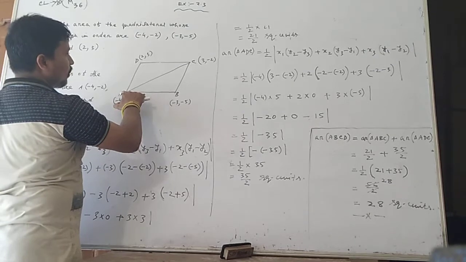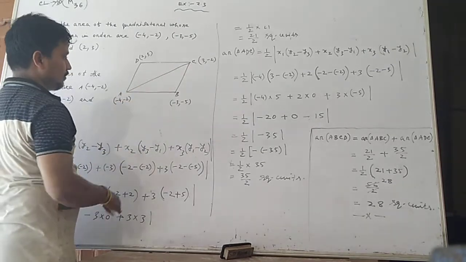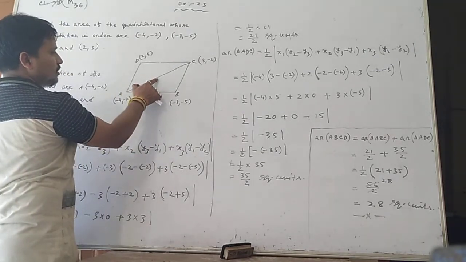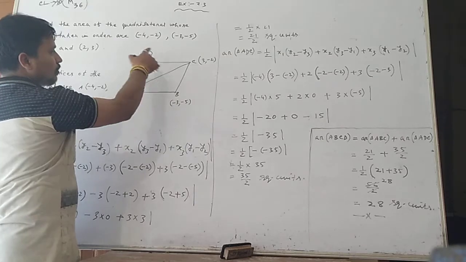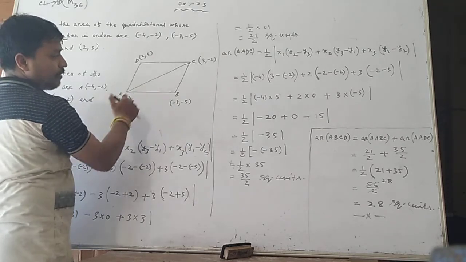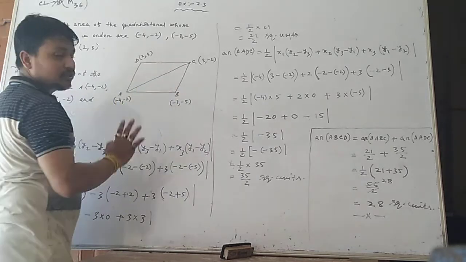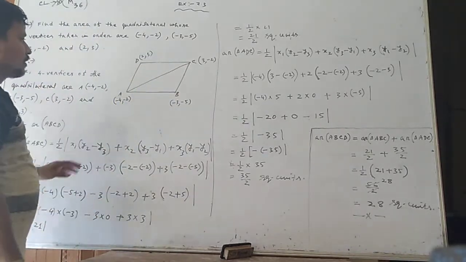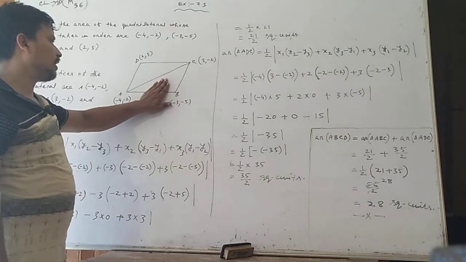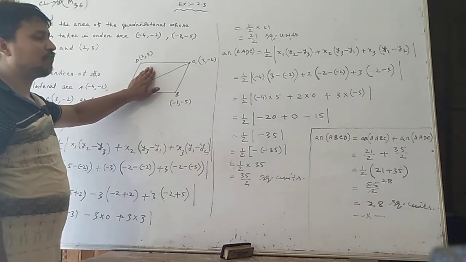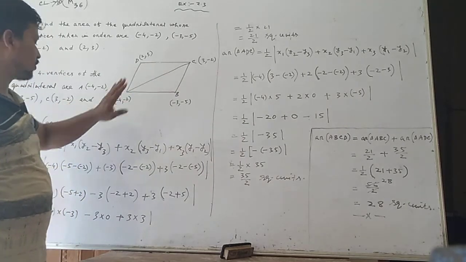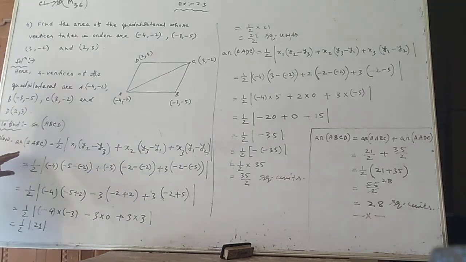So we have to join the diagonal AC. If you join the diagonal AC, then this diagonal will divide the quadrilateral into two triangles. One triangle is ABC, another triangle is ADC. So separately we have to find the area of triangle ABC and the area of triangle ADC, which we have already found in the first place.